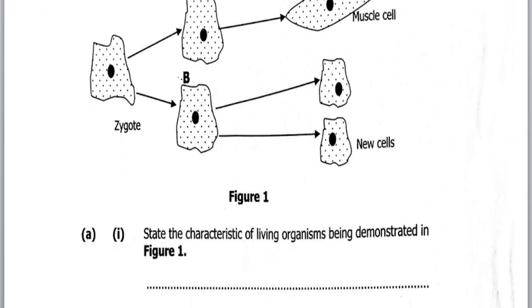So we look at the first question. State the characteristic of living organisms being demonstrated in figure 1. The characteristic of living organisms that is being demonstrated in figure 1 is called growth, which is a permanent increase in size of an organism. So growth is the one that is being shown there.